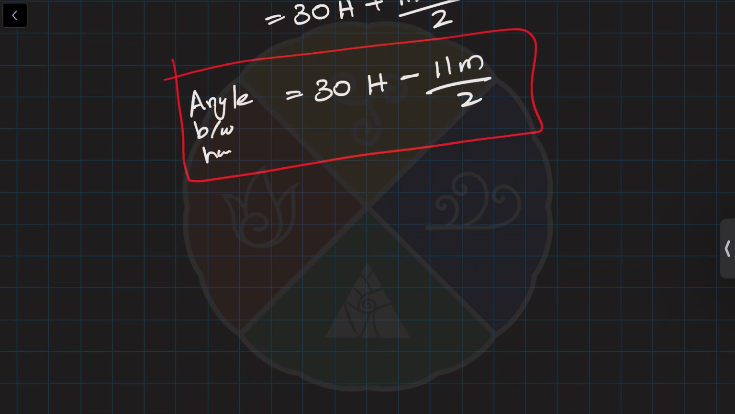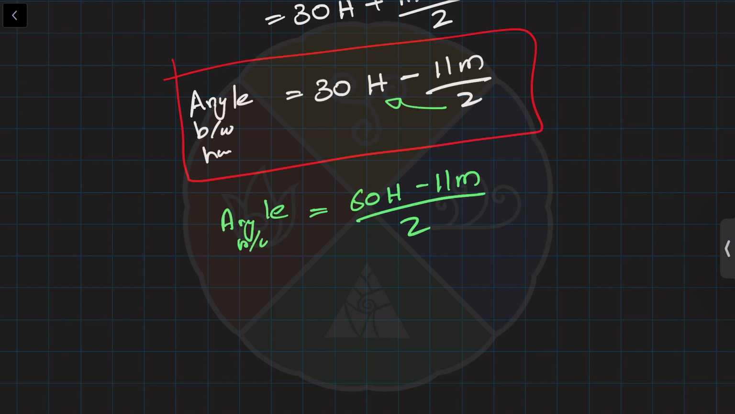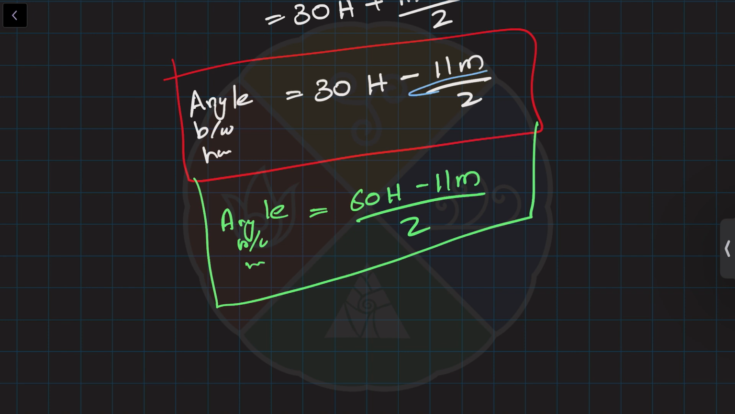Now you can also represent the same thing in a different way. If you cross multiply over here, you will find (60h minus 11m) by 2. This is also the same formula for the angle between the hands. Please don't confuse these two formulas, because they are exactly the same thing. The only difference is that in the first, the division is only here; in the second, the division is over everything. Even if you get a positive or negative value, it doesn't matter. You simply ignore the negative sign in the end.